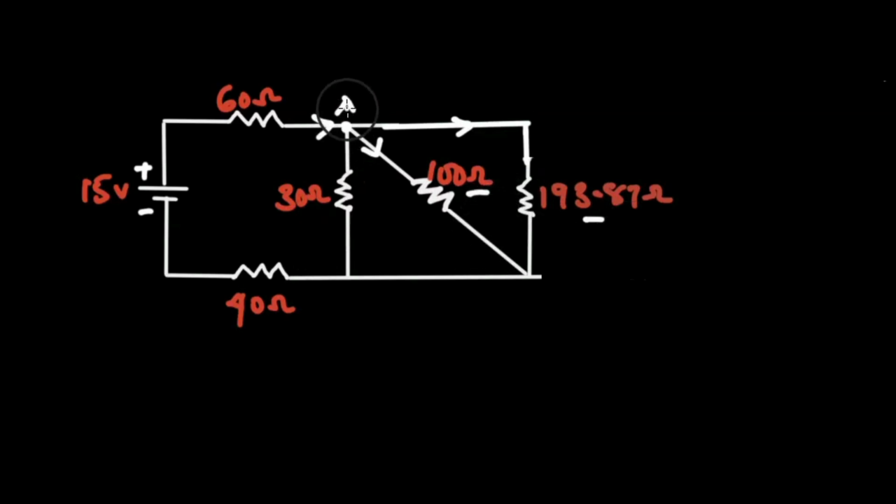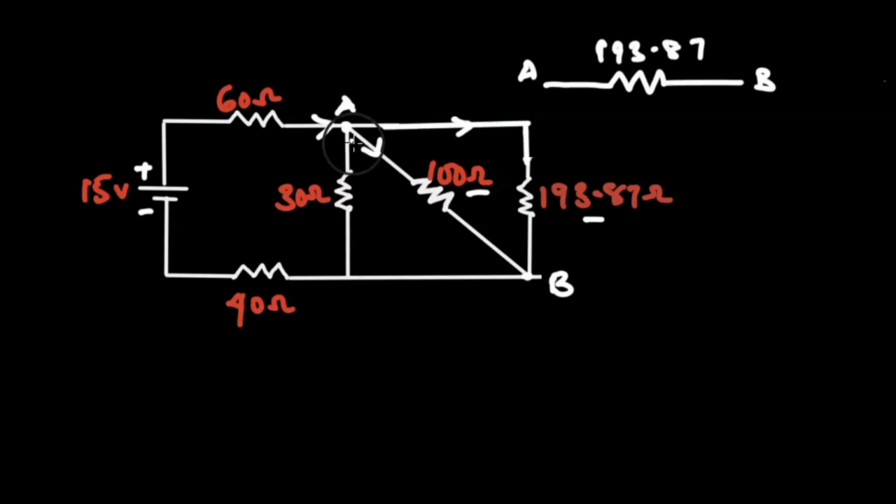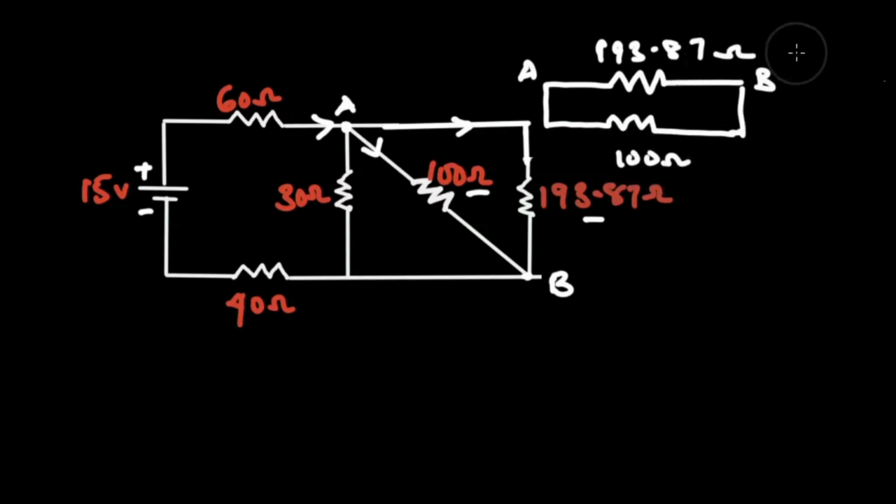So let me call this place junction A and let me call this junction B. In between A and B, I have 193.87 ohms. So let me draw this. I have A, B, 193.87. Also in between A and B, I have a 100 ohm resistor. So I can draw it this way, with a 100 ohm resistor in between A and B. Alright, so it is very obvious that 193.87 and 100 ohms are in parallel.